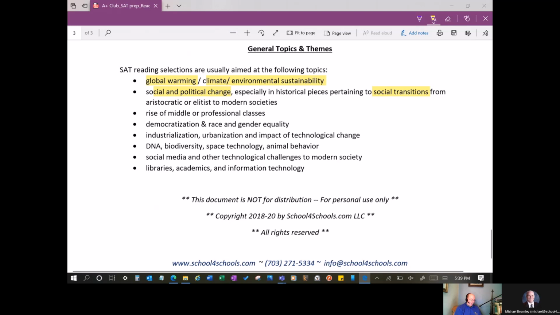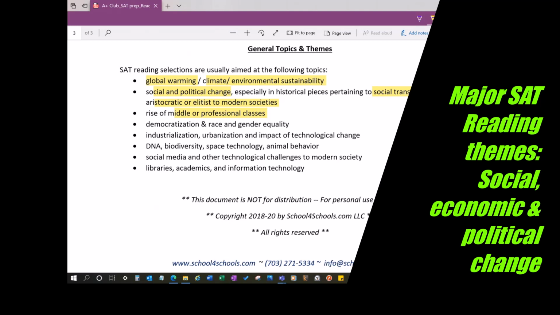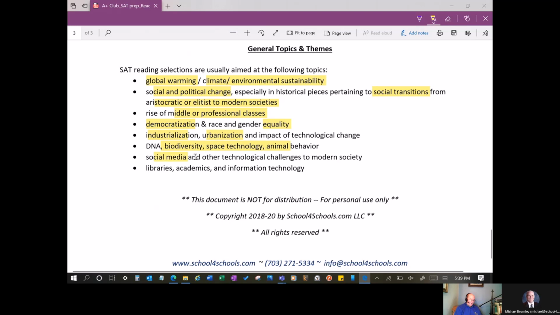Such as from aristocratic or elitist to modern and more democratic societies. And that includes the rise of the middle or professional classes. Frequently, we'll see that mid 1800s or early 20th century period, where it's about class conflict and transitions between them. That's democratization, equality between the races, between the sexes, and then also impacts of industrialization, urbanization, and other things. The other things will show up in the physical sciences, social media, a lot on that, a lot on libraries and information technology. But for the historical side, there's a focus on political and social change, and that's what they go after on this test.